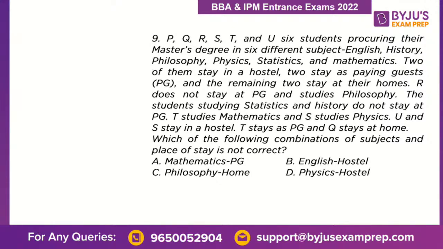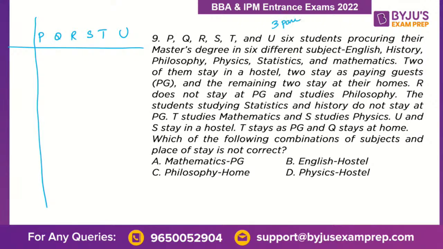So what do we have here? We have 5 people. So who are the 5 people? P, Q, R, S, T. No, not 5, 6 people and U. So this is one set of parameters. So this is basically called a 3-parameter arrangement. So 3 parameter means 3-dimensional.